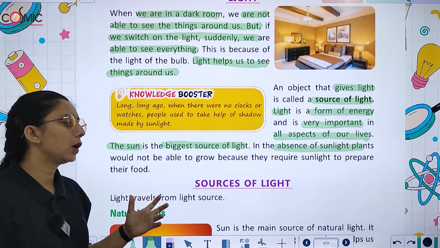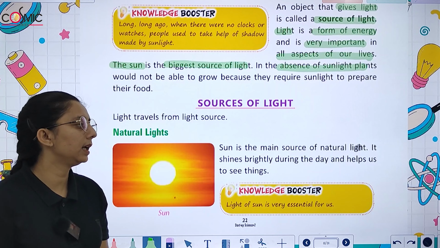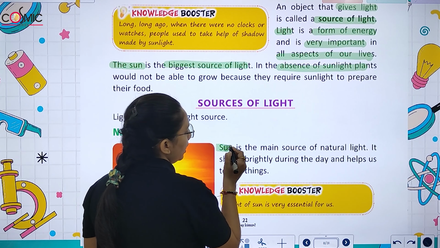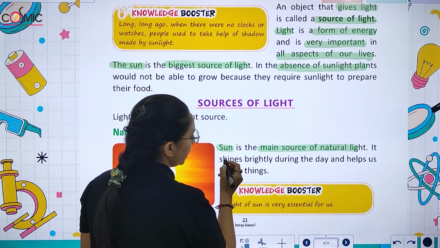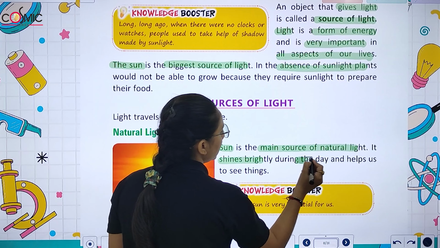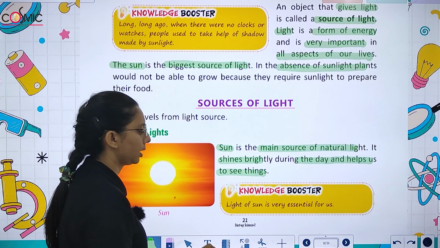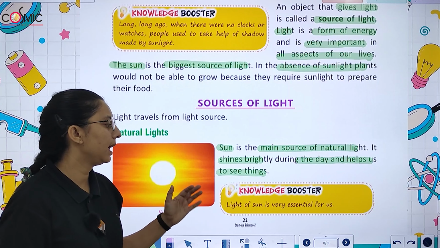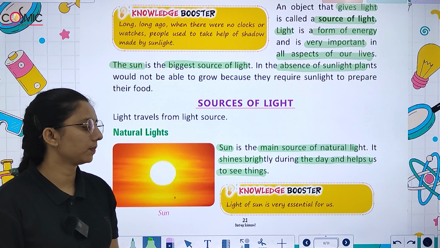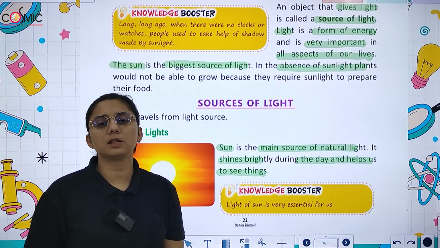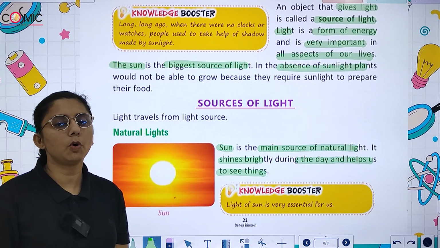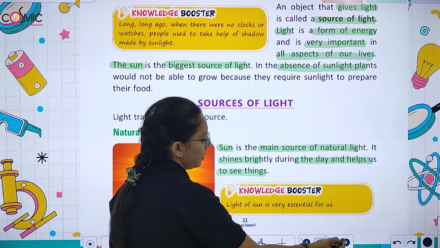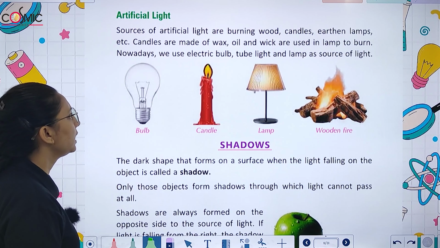तो first is natural light, sun. Sun क्या है आपका main natural light है या main source of natural light. Sun, it is the main source of natural light. It shines brightly during the day and helps us to see things. ये क्या करता है? ये shine करता है brightly during the day और हमें help करता है चीजों को देखने में. Light of sun is very essential for us. जो light है sun की वो बहुत ज़्यादा essential है.